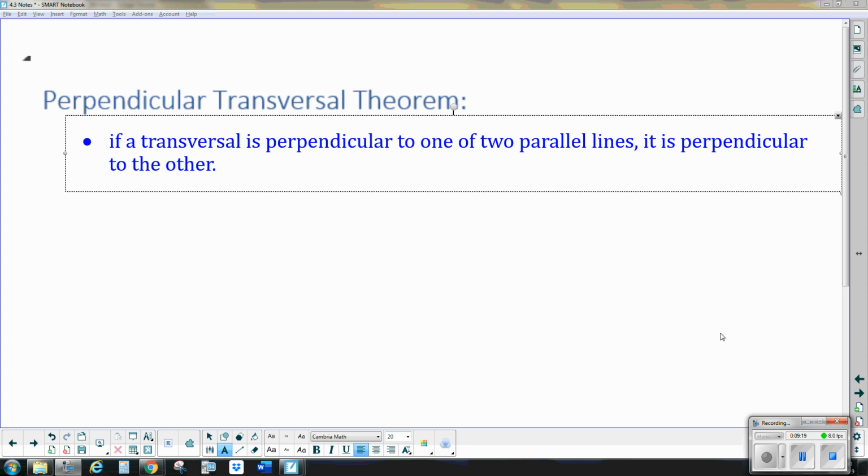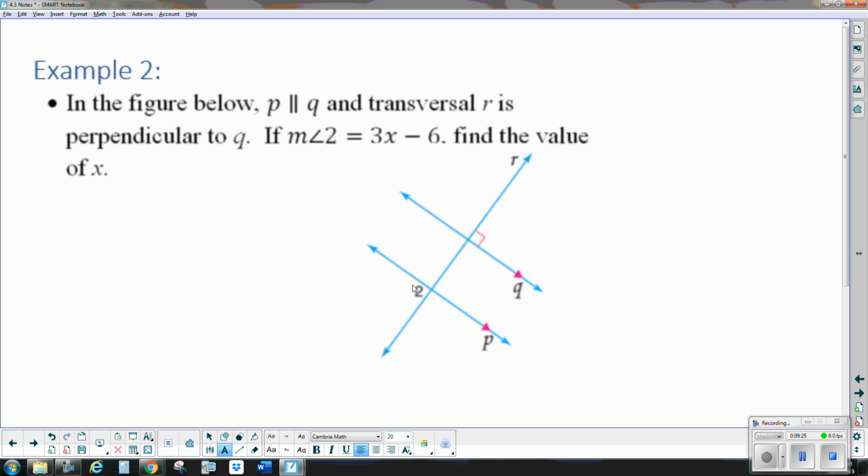All right, let's try this next example, example 2 that you'll find on your note sheet. And this says that in the figure below, P and Q are parallel, and R is a transversal that's perpendicular to Q. It tells us that the measure of angle 2 is 3x minus 6. We need to find the value of x.